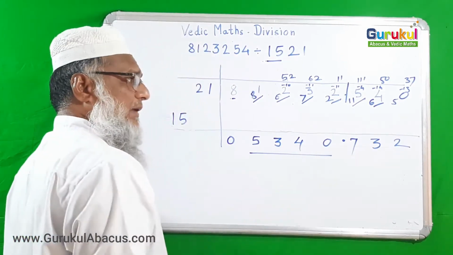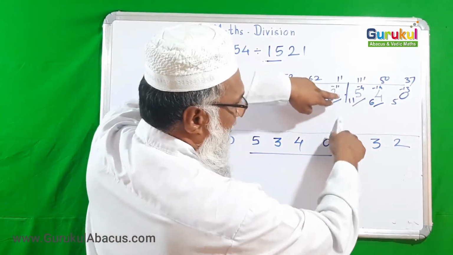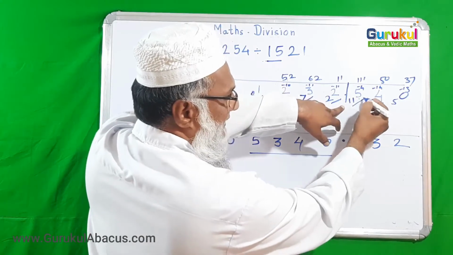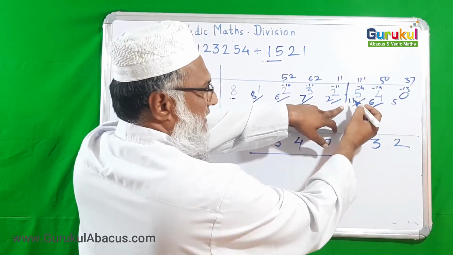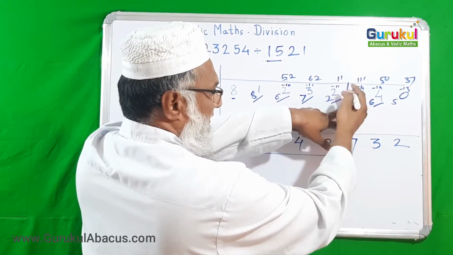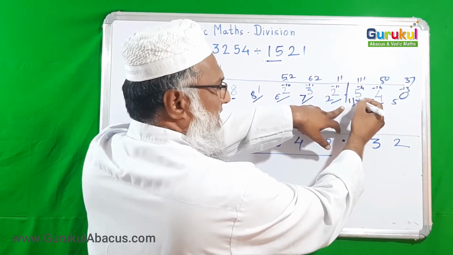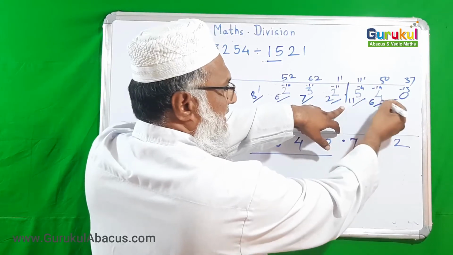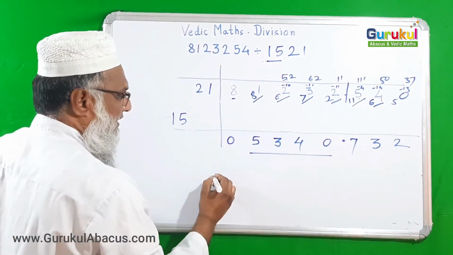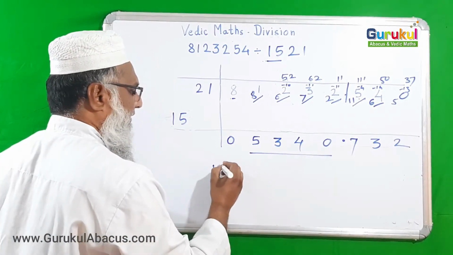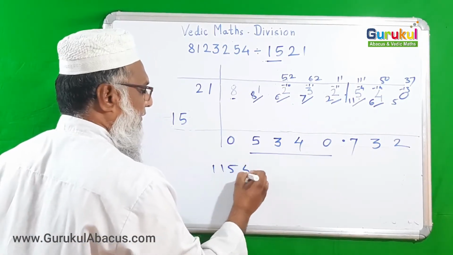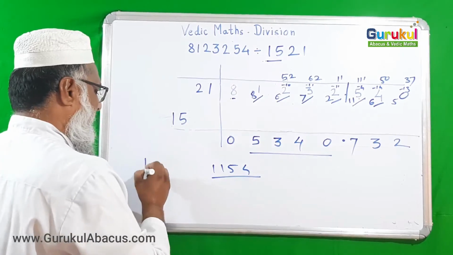But to find the remainder, what to do? After the cross line you have 5 and 4, those two digits you have kept after the cross line, and from the left side you have taken 11. So 1154 is the whole number that I am taking here. 1154. This is the number.